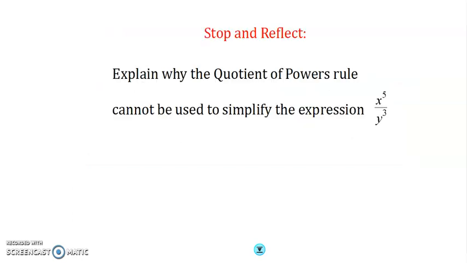Now if we stop and reflect for a minute, explain why the quotient of powers rule cannot be used to simplify the expression x to the 5th over y to the 3rd. So take a second to think about that. Well, it cannot be used because the quotient of powers rule only applies when the bases are the same. Here in the numerator, the base is x, and in the denominator, the base is y. So that rule does not apply to this problem. That is actually already simplified.